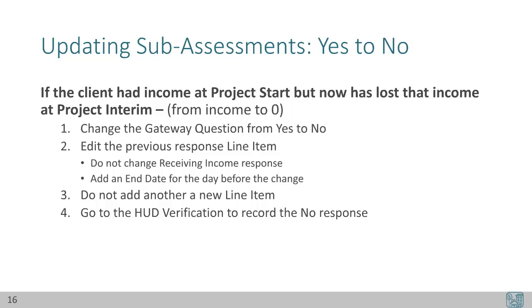2. Edit the previous response's earned income line item. Do not change the receiving income response, and end date the day before the change. 3. Do not add another earned income line item. 4. Go to the HUD verification to record the no response.